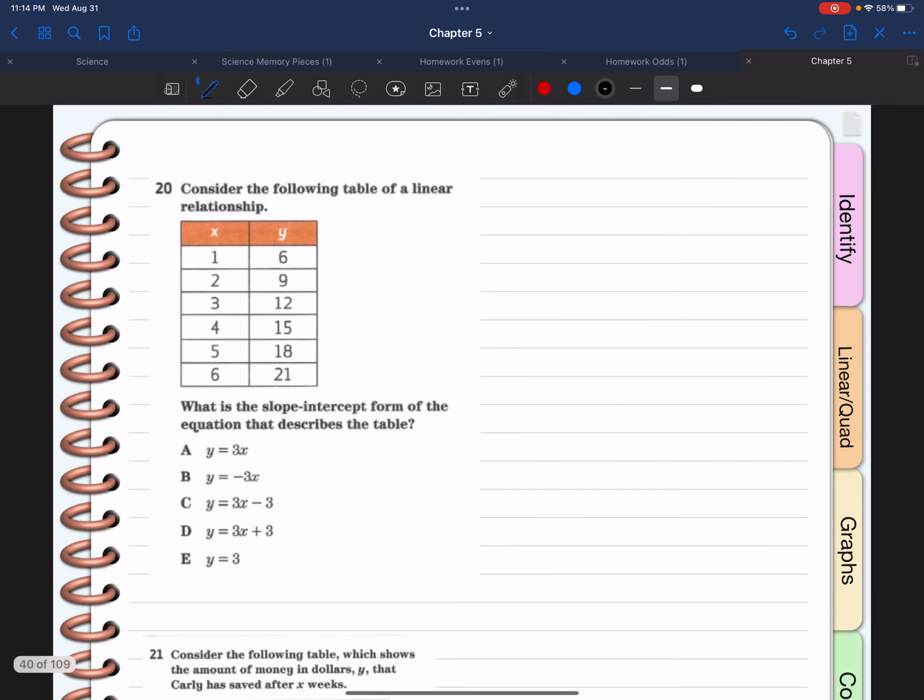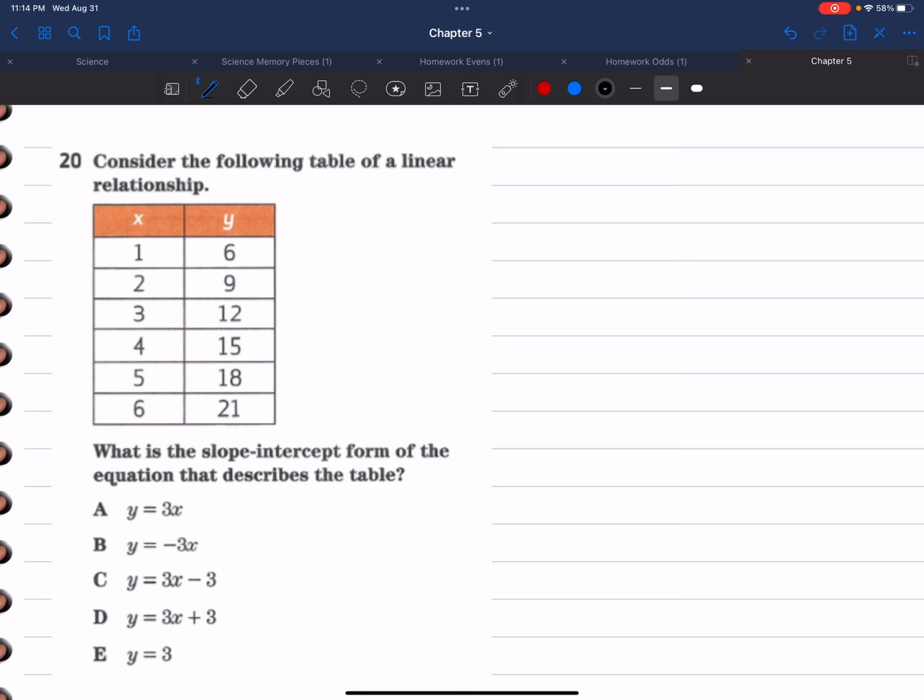Number 20. Consider the following table of a linear relationship. Now you know what I'm going to do because it's a habit of a lifetime. I'm going to take that information and get slope-intercept. Well, I don't know either of them. I don't know the slope or baby b because it doesn't show us 0 for x. So let's go ahead and find slope. That I can do because I do know 2 points.